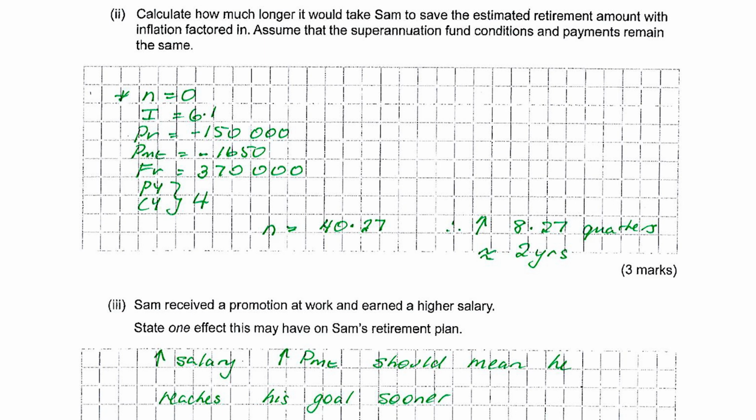And then with a promotion and a higher salary, one effect that may have on Sam's retirement, so more money at retirement was pretty common, or the fact that he could retire earlier, and that was answered quite well. I thought their understanding of what was going on there was really quite clear, which is great.